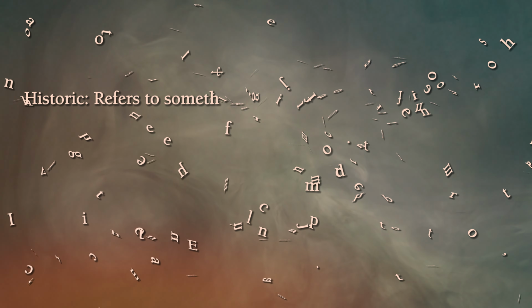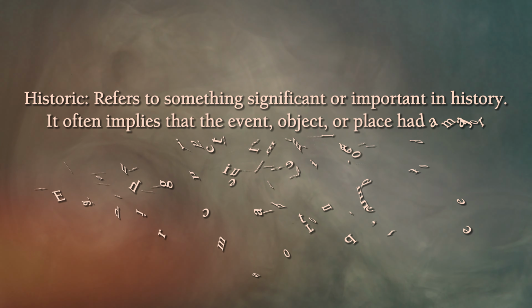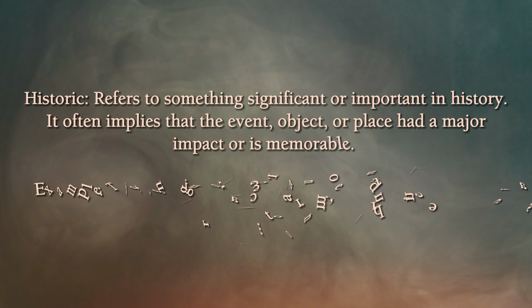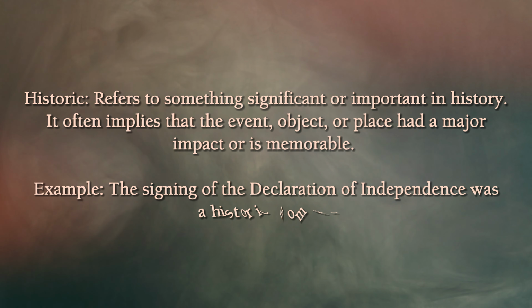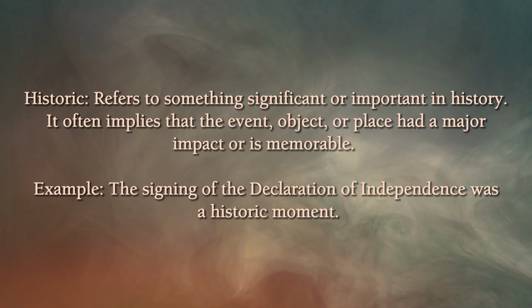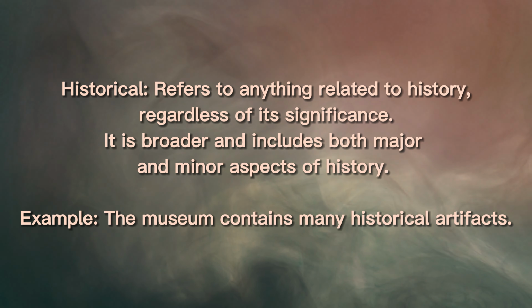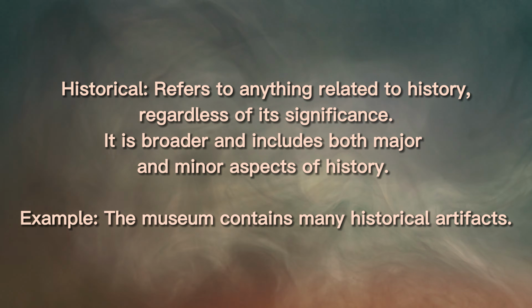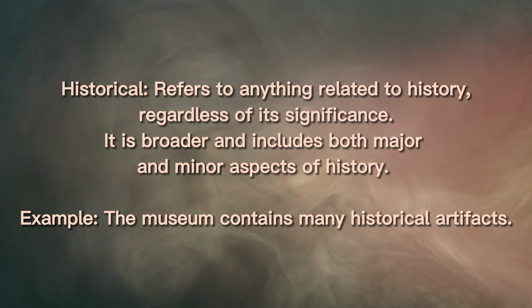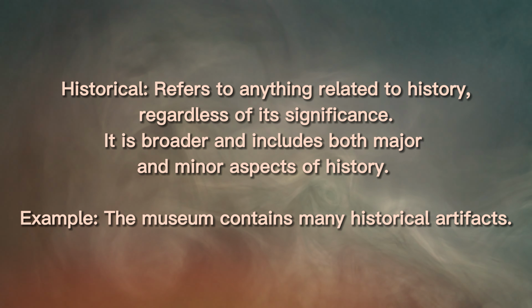Historic refers to something significant or important in history. It often implies that the event, object, or place had a major impact or is memorable. Example, the signing of the Declaration of Independence was a historic moment. Historical refers to anything related to history, regardless of its significance. It is broader and includes both major and minor aspects of history. Example, the museum contains many historical artifacts.